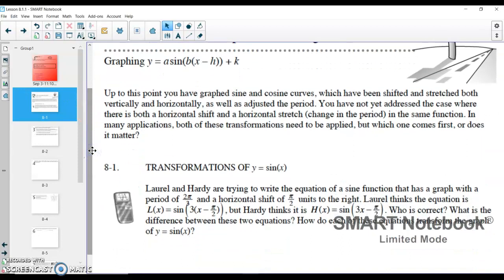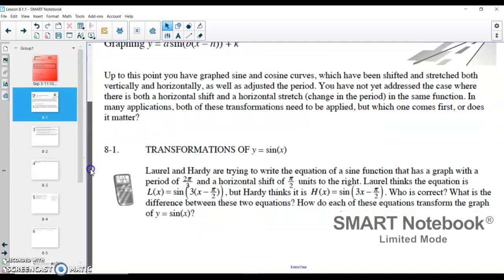What it says is Laurel and Hardy are trying to write the equation of a sine function that has a graph with a period of 2π/3 and a horizontal shift of π/2 units to the right. Laurel thinks that the equation is written as such, and Hardy thinks it is written differently. We're trying to figure out just who is correct here.